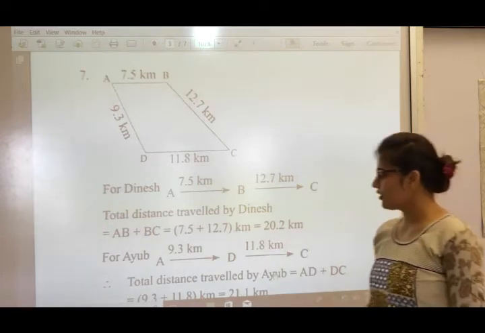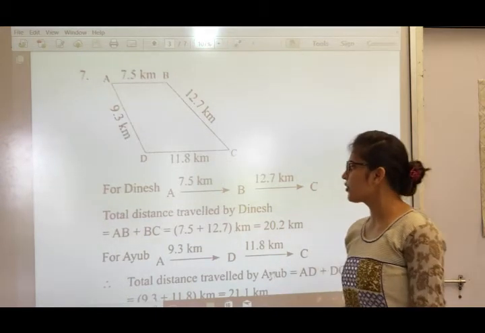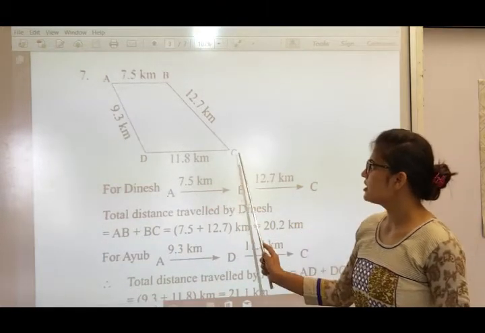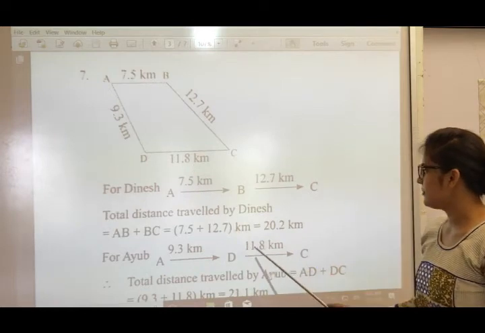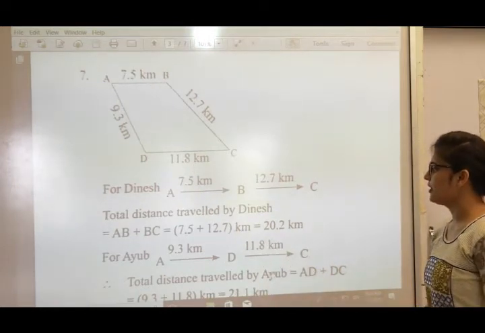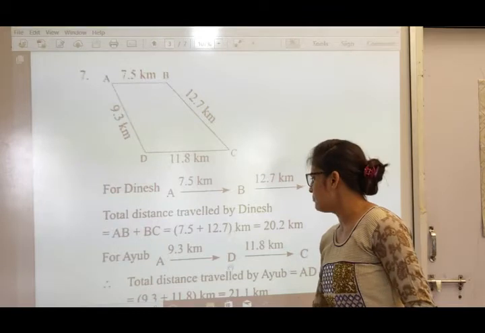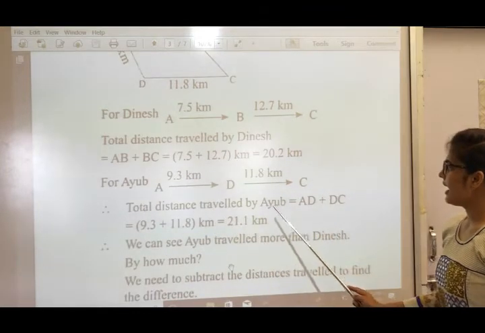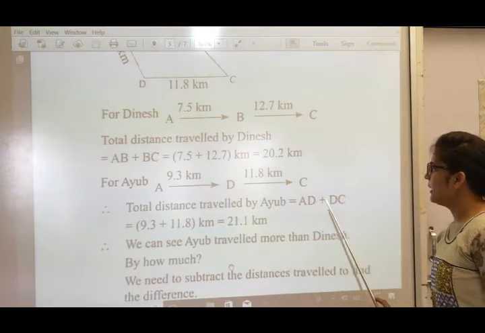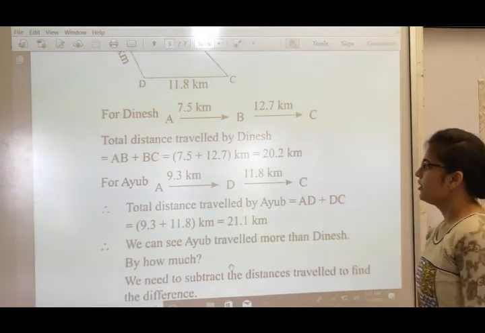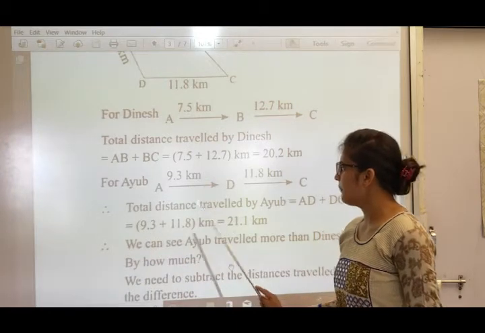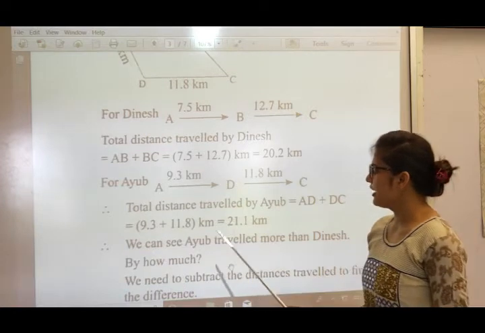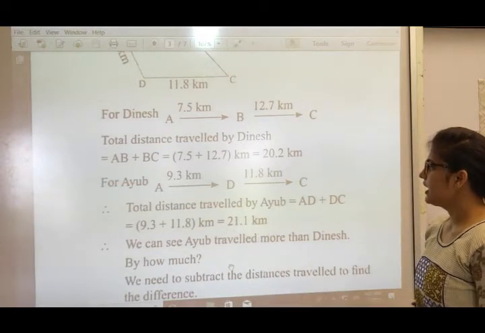Now we have to find out about Ayub. Now Ayub from A to D it is 9.3 kilometers. From D to C you can see 11.8 kilometers. Same it is written over here, 11.8 kilometers. Now simple, we have to add up both the kilometers. So total distance travelled by Ayub will be equal to AD plus DC. So it will be equal to 9.3 plus 11.8 kilometers. So adding up both of them will be equal to 21.1 kilometers.